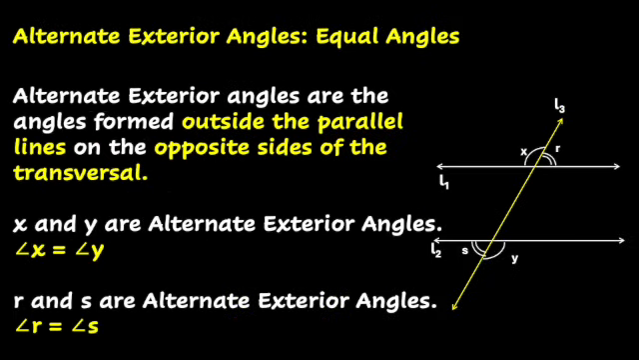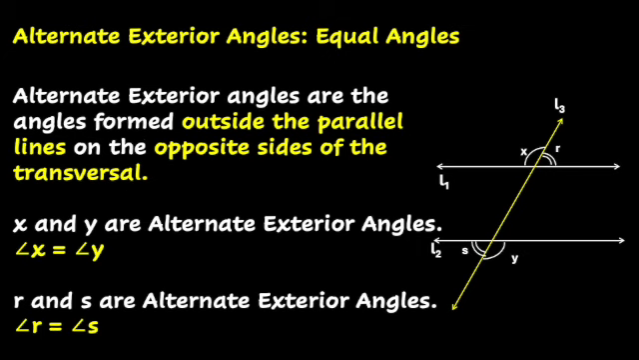Next, we talk about alternate exterior angles, and these angles are equal angles. Alternate exterior angles are the angles formed outside the parallel lines and they are on the opposite sides of the transversal. So have a look in the figure here. You can see angle X and Y, these are exterior angles and they are on the opposite sides of the transversal. So we can easily write angle X equal to angle Y as they are alternate exterior angles. In the same way, we have another pair of alternate exterior angles, which is R and S. So we can write angle R equal to angle S.